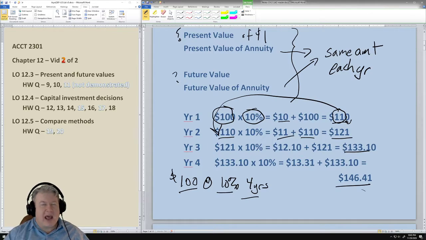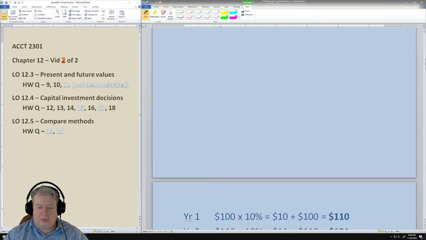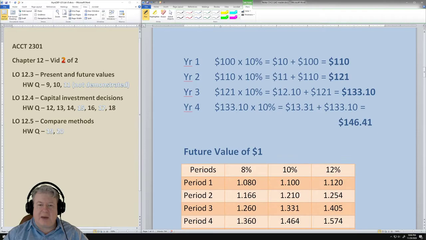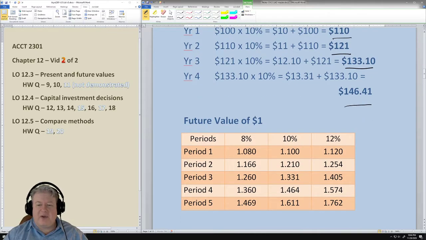Well, wouldn't it be nice if I had, well, of course you can do it on financial calculators, but how we originally did it was through tables. So let's go through the future value table. Oop, that got pushed down. The future value table. So this is the same numbers that I just went through: 110, 121, 133.1, 146.41. Here's the future value of $1.